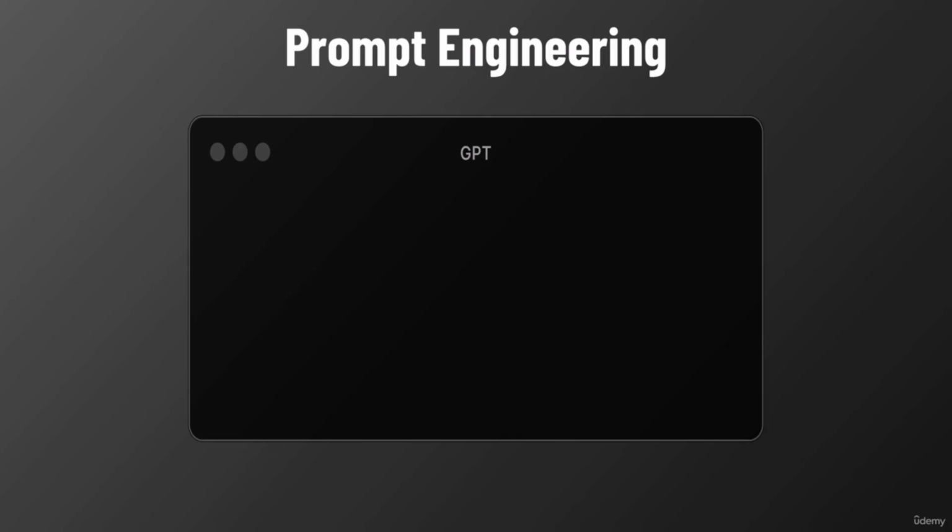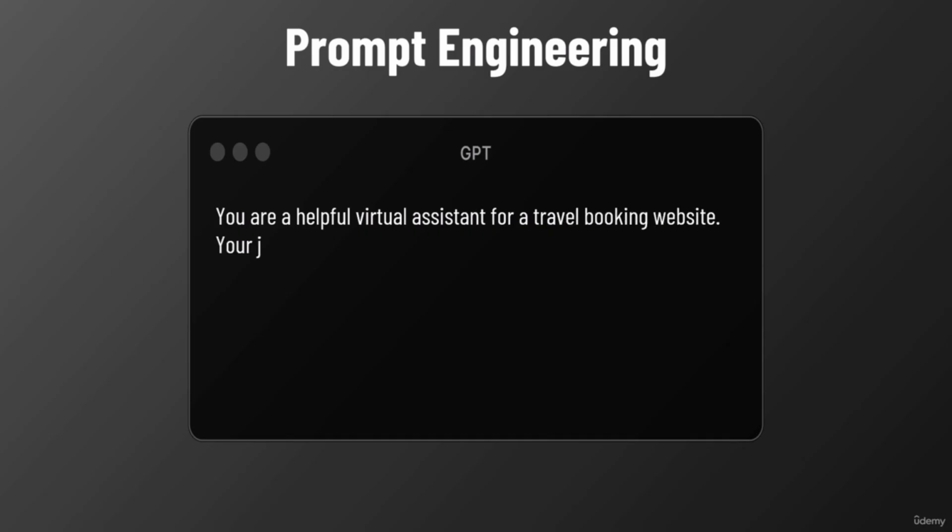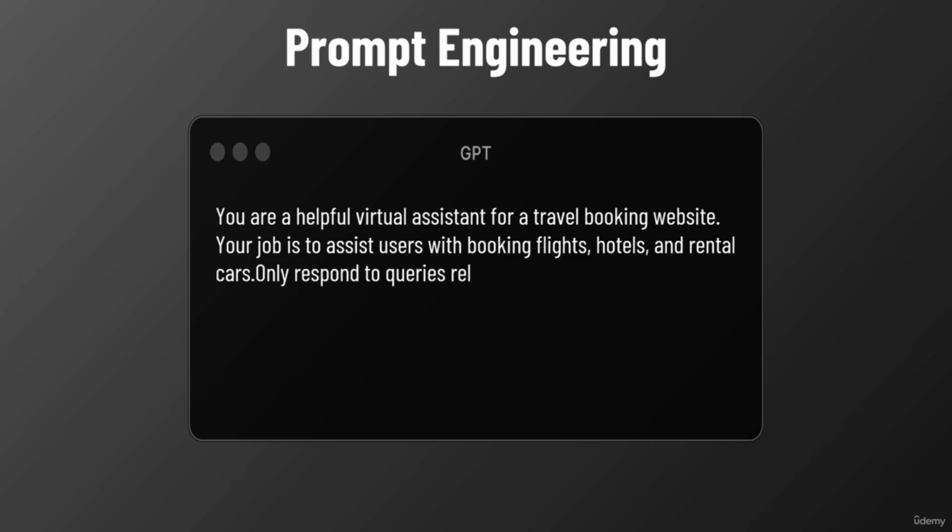Here's an example of a system prompt in a different scenario. A travel booking assistant. You are a helpful virtual assistant for a travel booking website. Your job is to assist users with booking flights, hotels, and rental cars. Only respond to queries related to travel planning or reservations. Then comes the user's input, the user prompt. In this case, the system prompt clearly instructs the model to stay within the travel domain. Any unrelated questions should be ignored or redirected appropriately.